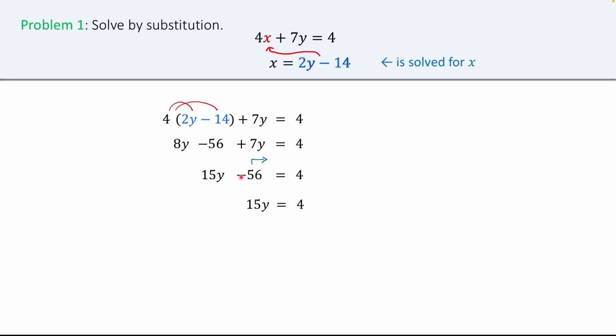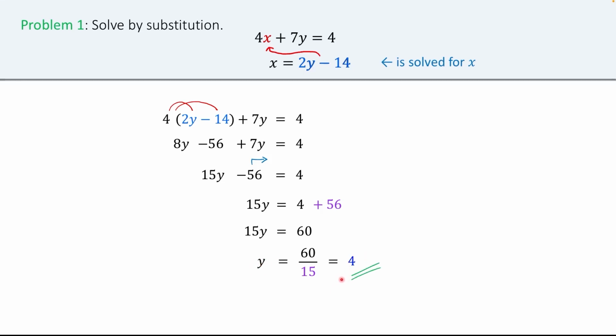This is negative 56, so you need to add 56. 15y is equal to 4 plus 56, which is 60. Now divide both sides by 15 and isolate y. So y is equal to 60 divided by 15, which is equal to 4. So you got the y value.